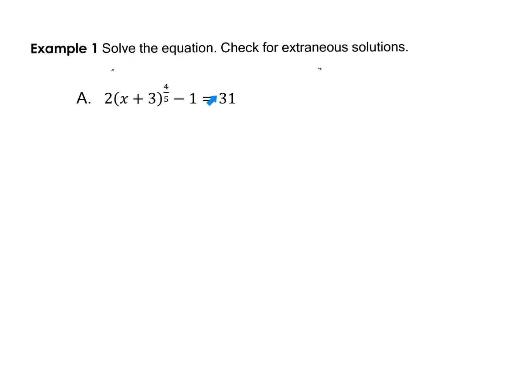Okay, so let's solve this equation that has a lot going on, including a rational expression. We're going to solve it, and we're going to check our answer for extraneous solutions. That just means to check your answers to make sure they work. Okay, so 2 times (x plus 3) to the 4/5 power minus 1 equals 31. Just like any equation, we're going to start working it out till we can isolate the x. First thing is to remove this minus 1, so we're going to add 1 to both sides.